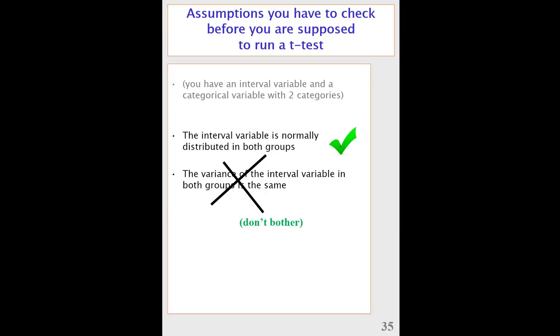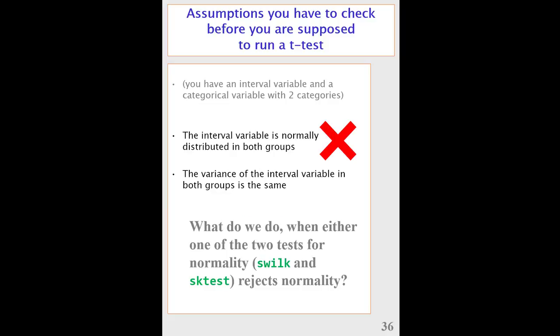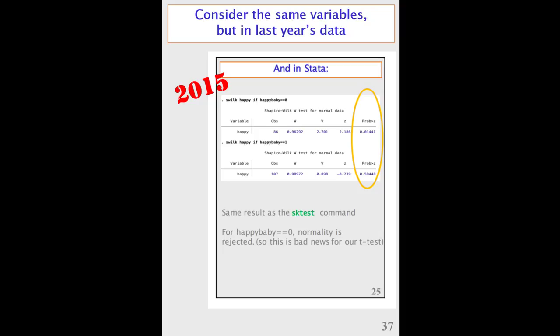Okay, so this is the testing of the assumptions, and here it worked, and we could do the t-test, and more or less we would be done. But we'd like to get an example too where it didn't work out, just to see what we should do then. Let's assume here that the interval variable is not normally distributed in both groups, and what do we do then? I have an example of that on basically the same variables, but on the data from last year. If you look at the data from last year, it turns out slightly different.